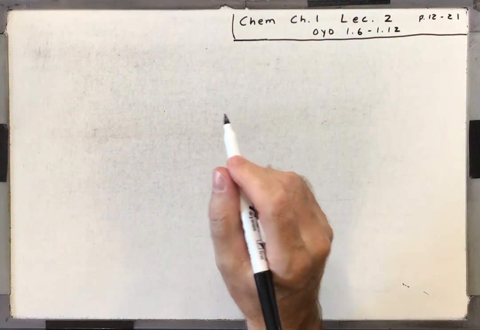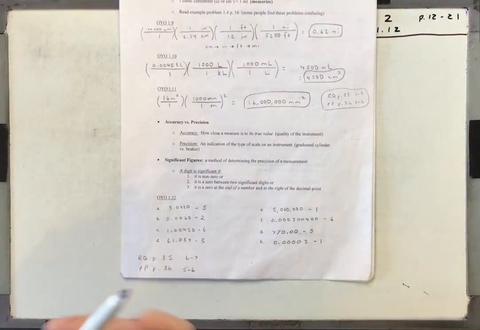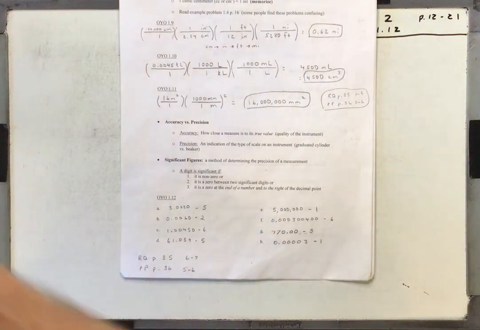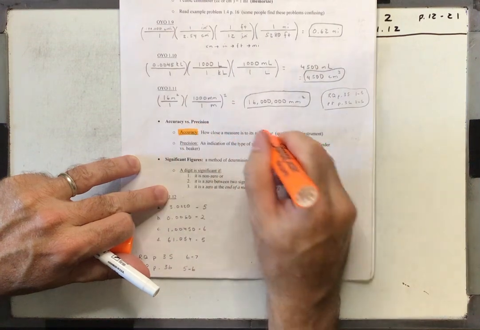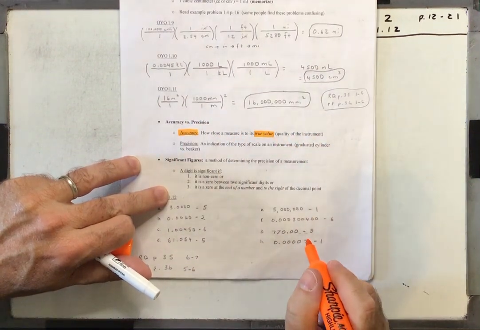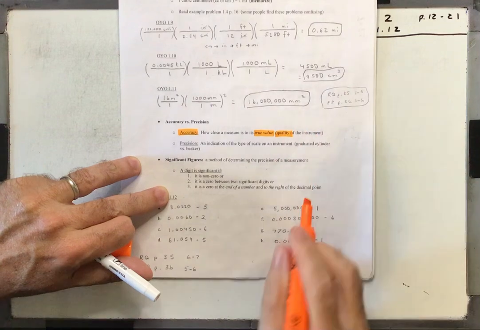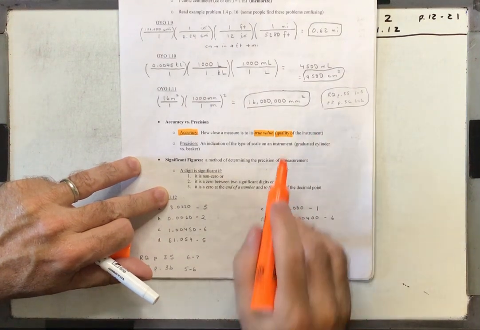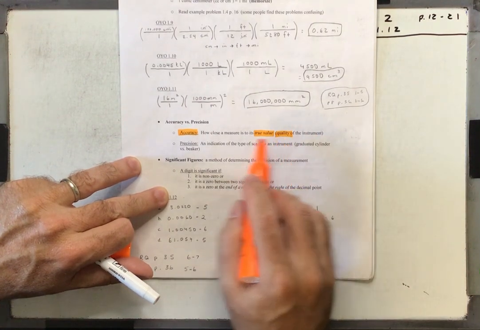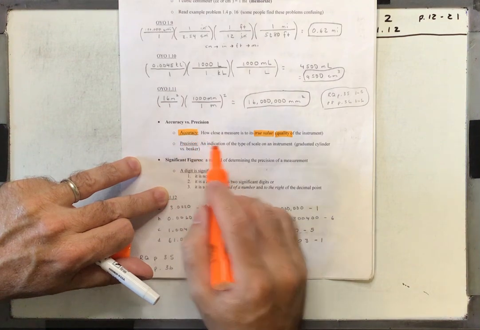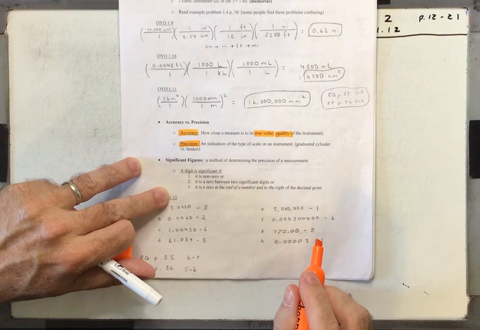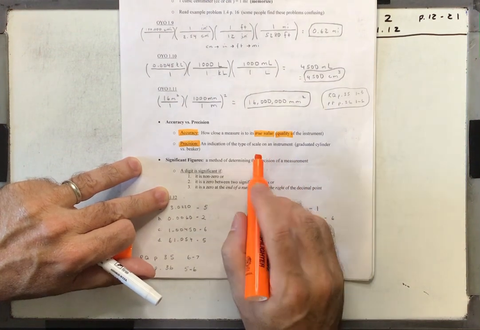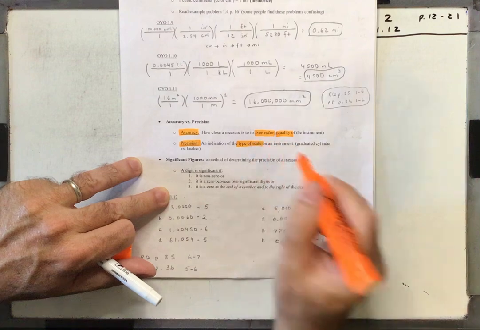I don't know. Okay, in our notes, we're going to talk about accuracy versus precision. Accuracy is how close a measure is to the true value. So it's the quality of the instrument. The better quality the instrument, the more accurate it is, the closer it'll give you a reading to the true value. Precision has nothing to do with accuracy. It indicates the type of scale on an instrument.